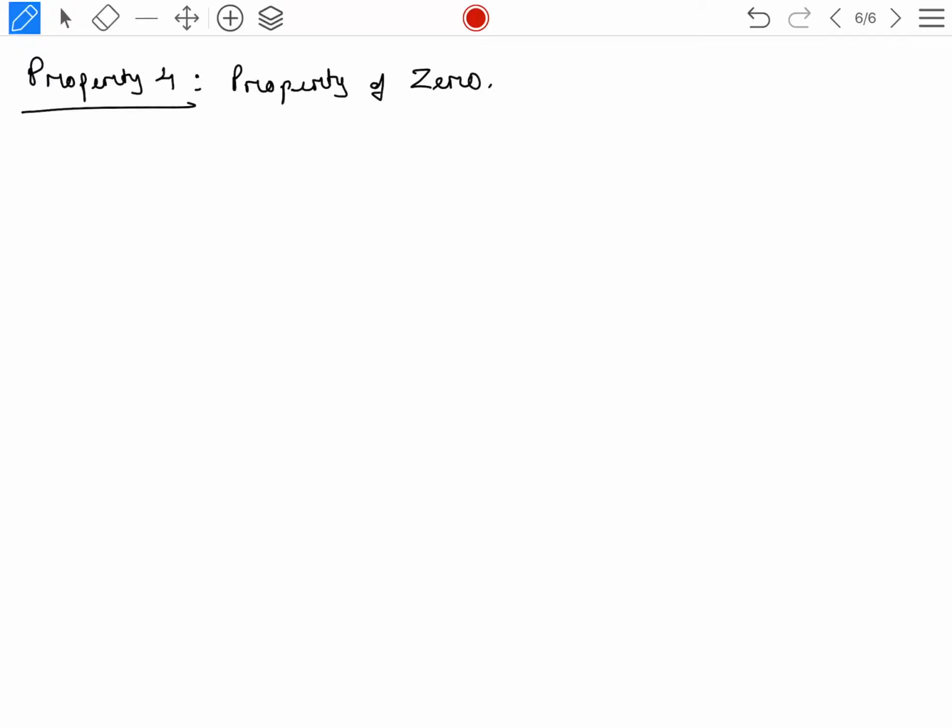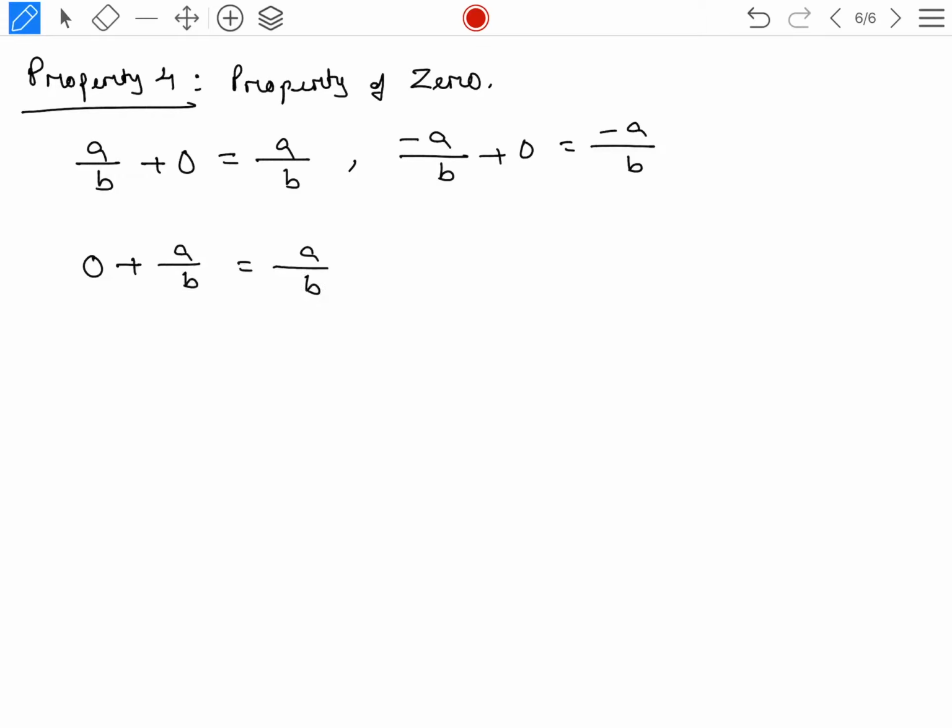The sum of any rational number to 0, it is the rational number itself. Okay, for example, when we add 0 to any number, then we get the same number. The value is not changed. Okay, if a by b is any rational number, then a by b plus 0, the answer will get a by b. Okay, or you can write, if it is minus a by b, then plus 0, how much you will get? Minus a by b. Understood? So this can also be written as 0 plus a by b is equal to a by b, or you can write 0 plus minus a by b, then our answer will be minus a by b. Understood? Whenever we add 0 to any rational number, we get the rational number itself.